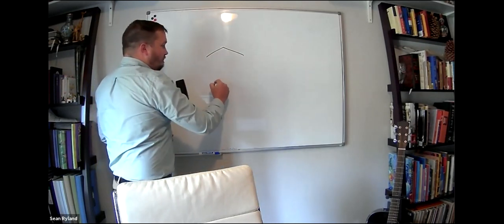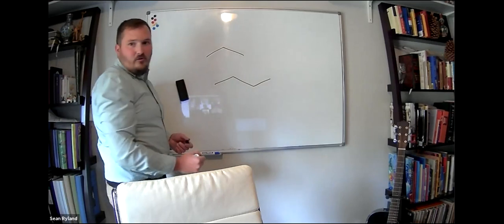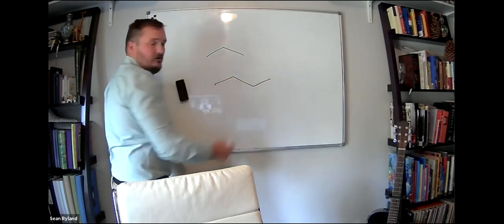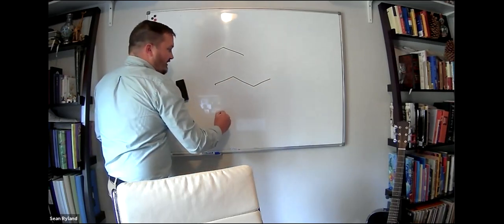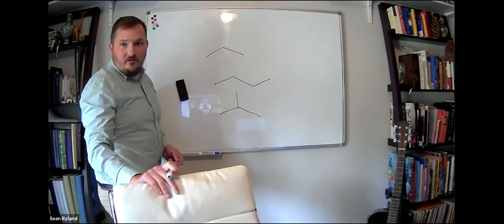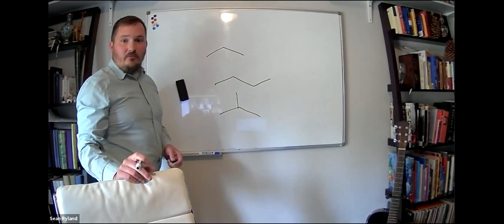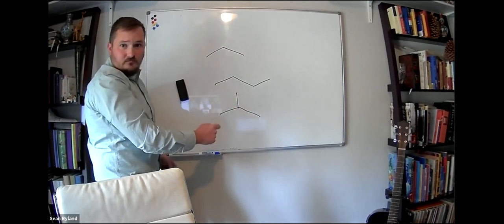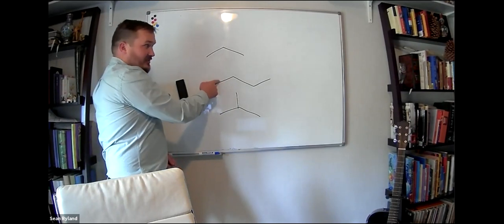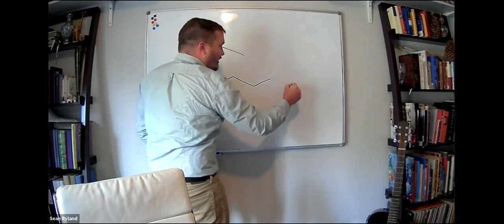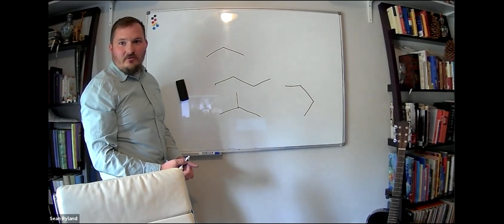With four of them, you can have four in a row in a straight chain like that. One, two, three, four. Or you could take that one off the end and attach it to the middle. That's still four carbons, right? One, two, three, four. But that's not the same as this one. Anytime you have your four carbons in a row, no matter how you arrange it, I can draw it like that, that's still four carbons in a row, right?